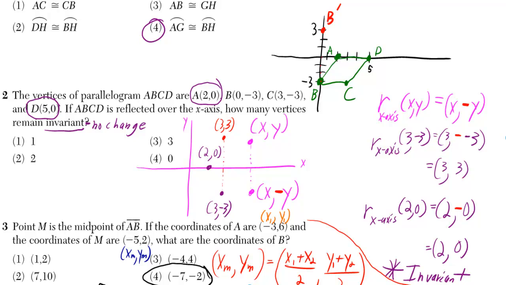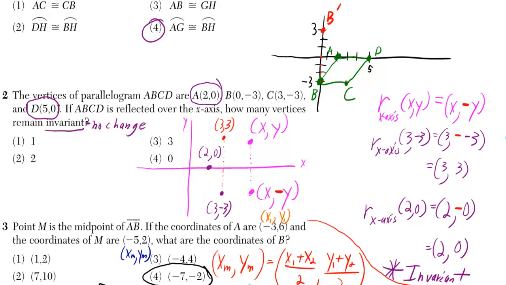So we want to know, for how many of those vertices do they not change when we reflect our parallelogram over the x-axis? Well, let's just first do it with a graph, then I'll show you a shortcut. For point B, you count down by 3 from the x-axis, and then go in the opposite direction, so you go up by 3 and you get the new B. We'll call that B prime.